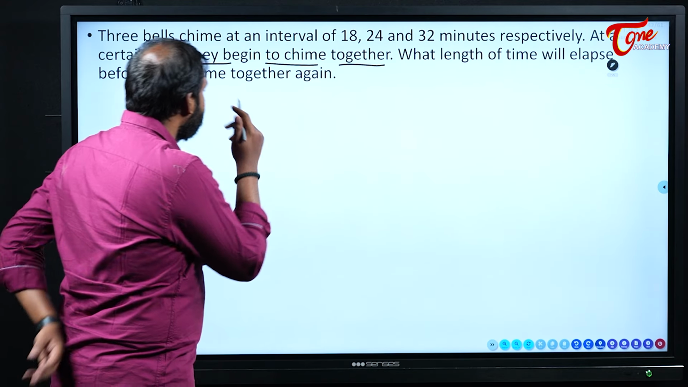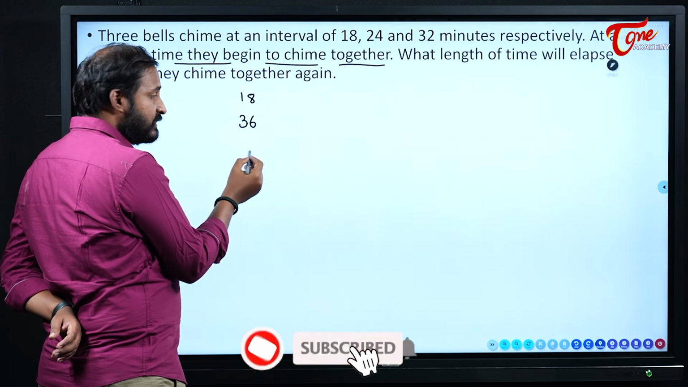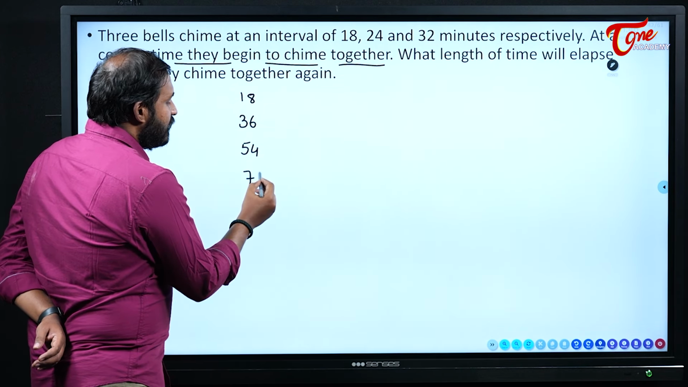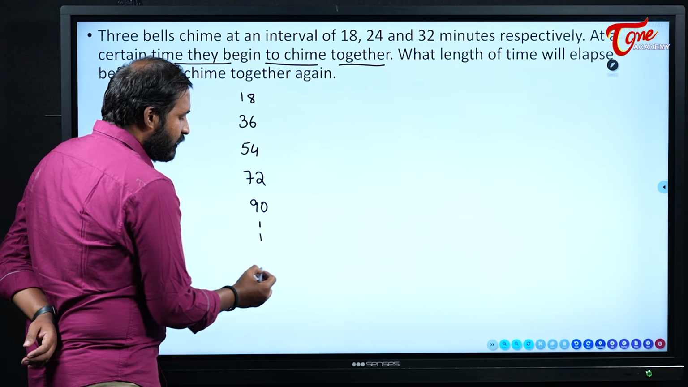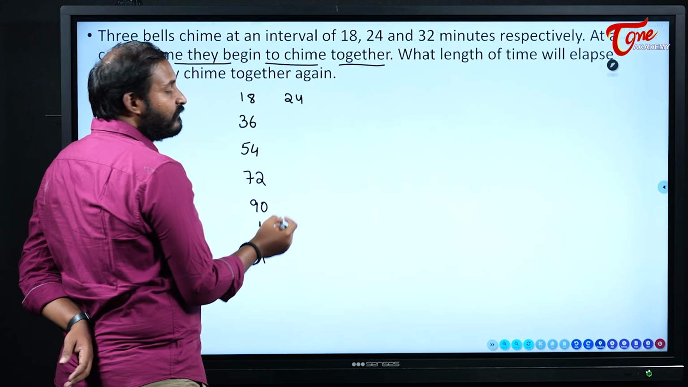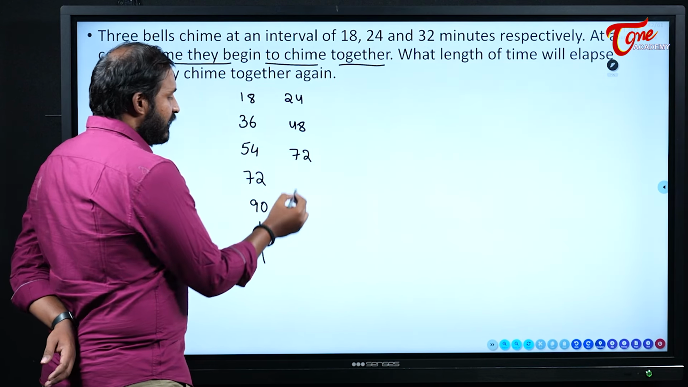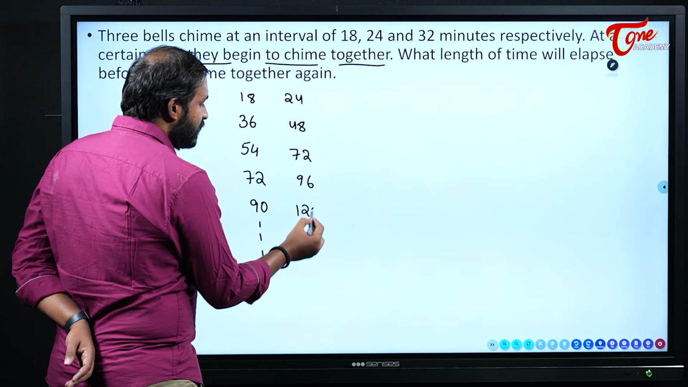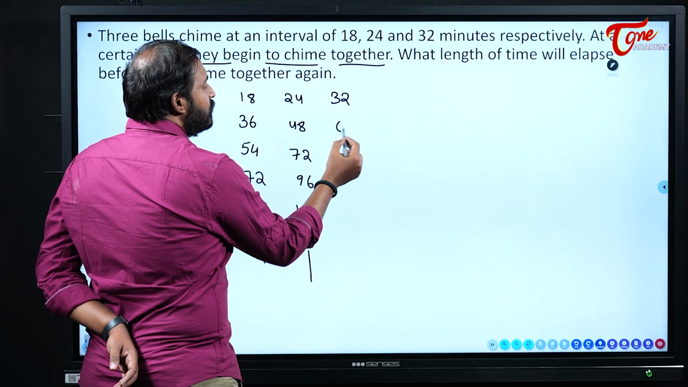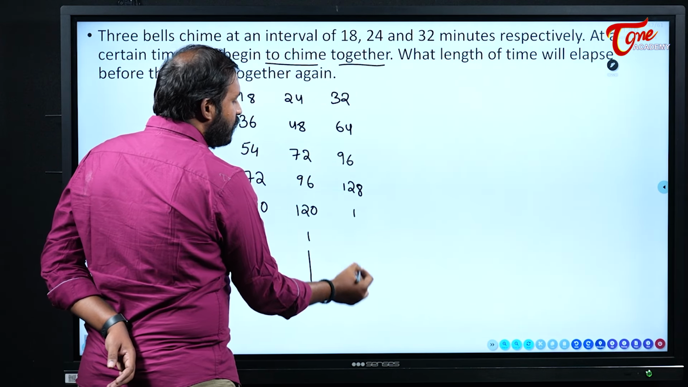Why? Because please see here. It will ring at 18 minutes, next at 36 minutes, after 36, next it will ring after 54 minutes, next after 72 minutes, next after 90 minutes and so on, right? Next, the second one will ring after 24 minutes, next after 48 minutes, next 72 minutes, next 96 minutes, next 120 minutes and so on, right? Now, the third one will ring after 32, 64, 96, 128 and so on, right.